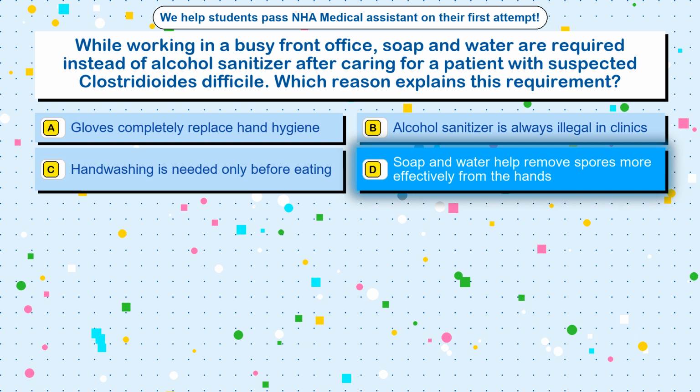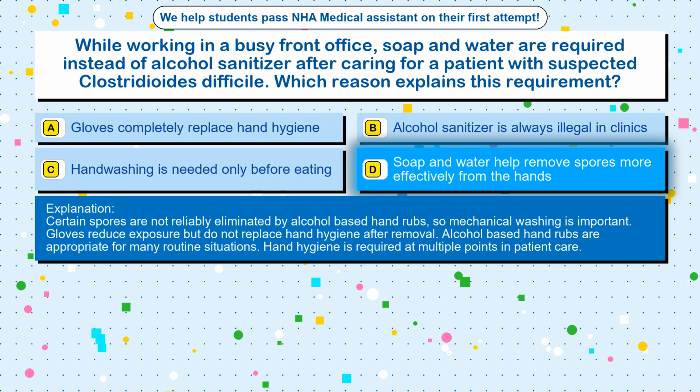The correct answer is option D, soap and water help remove spores more effectively from the hands. Certain spores are not reliably eliminated by alcohol-based hand rubs, so mechanical washing is important. Gloves reduce exposure but do not replace hand hygiene after removal. Alcohol-based hand rubs are appropriate for many routine situations. Hand hygiene is required at multiple points in patient care.